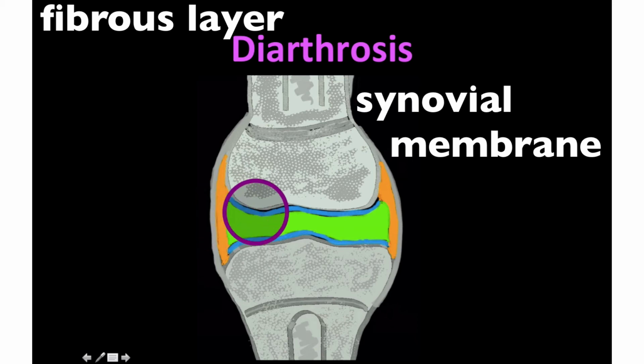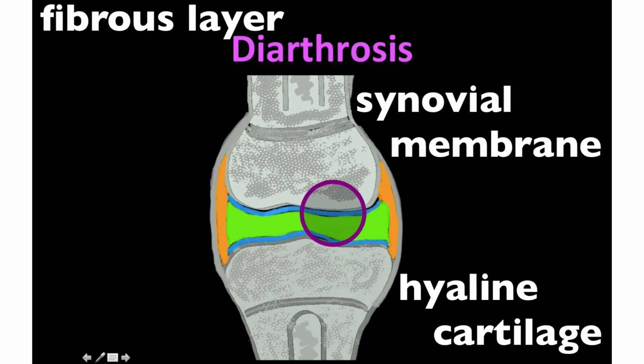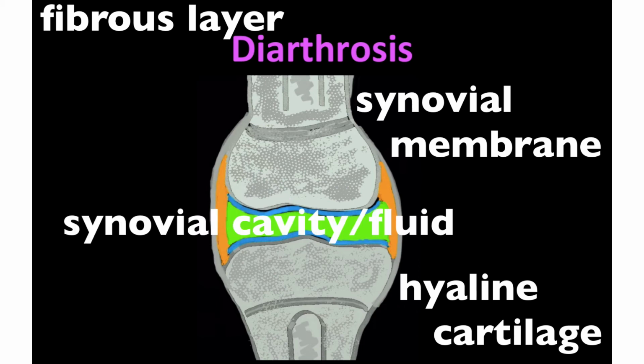There's always going to be hyaline cartilage protecting the ends of long bones that articulate with each other. It's often referred to as articular cartilage because that's where the bones are articulating with each other. So in blue on both of these bones, we see hyaline cartilage. And between all of this, we have a synovial cavity filled with synovial fluid.